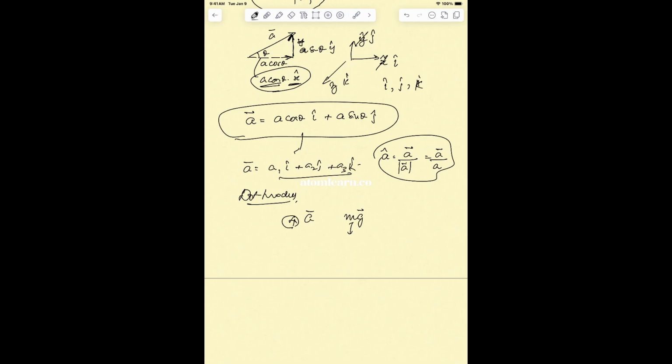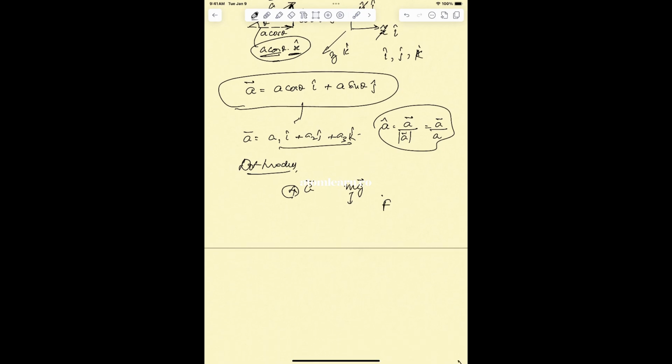Such a scalar multiplication, we already know, doesn't change the nature of the vector. For example, Newton's law says the force vector is equal to mass times the acceleration vector. There is one more thing you must remember: the direction of the left hand side is determined by the direction of the right hand side.